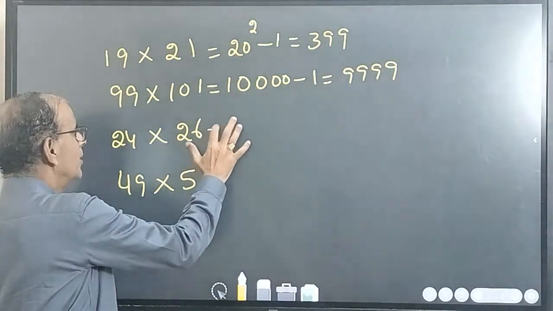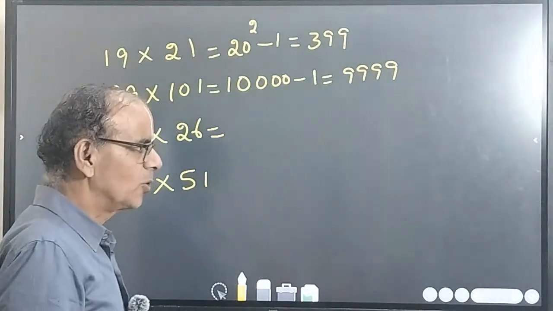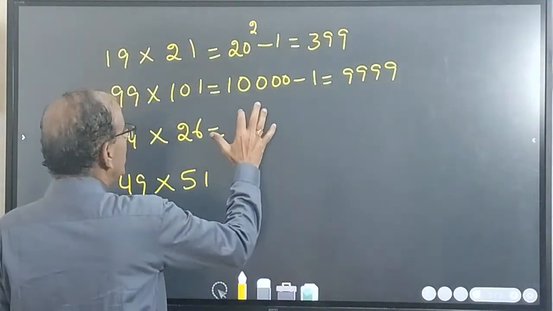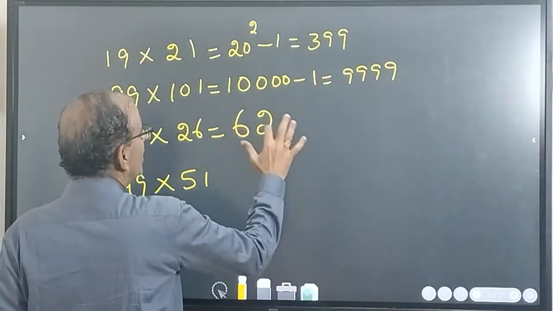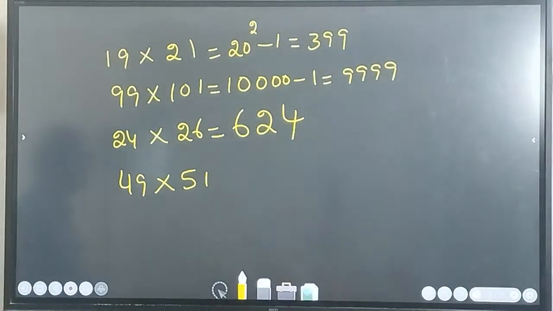24 into 26. What is the middle number? Middle number is 25. 25 square means 625. From there you subtract 1. What is the answer? 624.